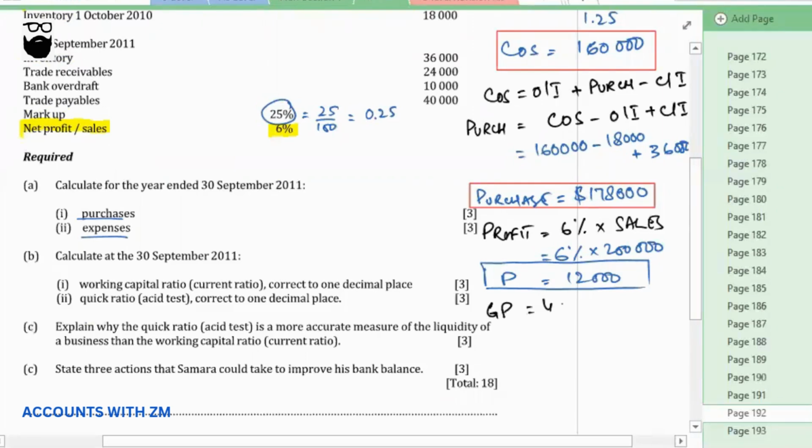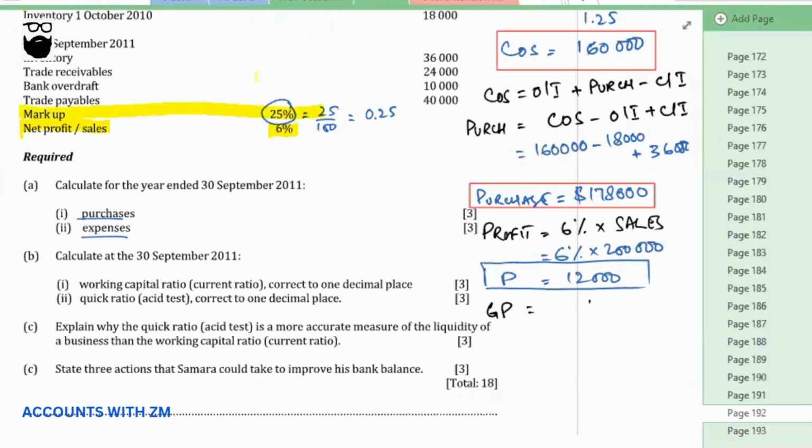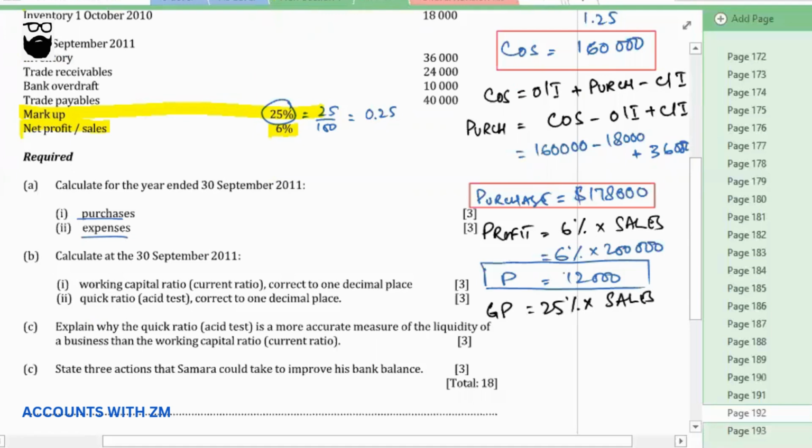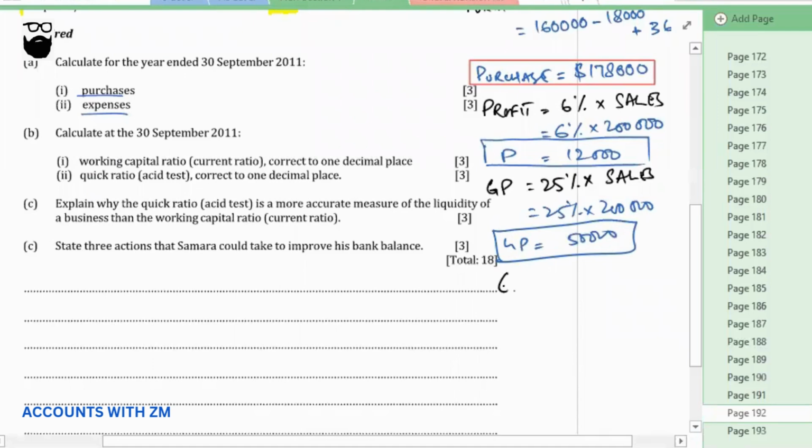And for gross profit, it is 25%. This formula we are using. Gross profit is 25% of sales. That is 25% of 200,000. It makes it 50,000 gross profit. So in order to calculate expenses, you need to subtract net profit from the gross profit. That is 50,000 minus 12,000. This will become your expenses, 38,000. This is how you get the missing figures.